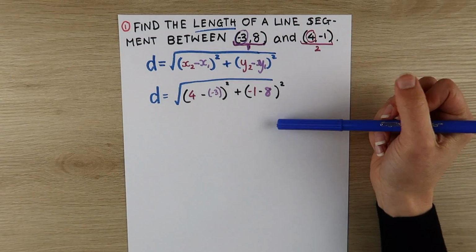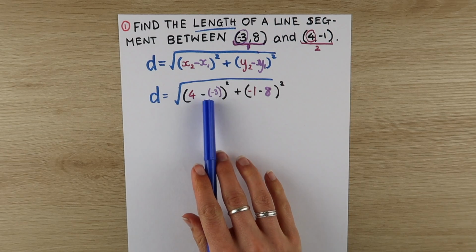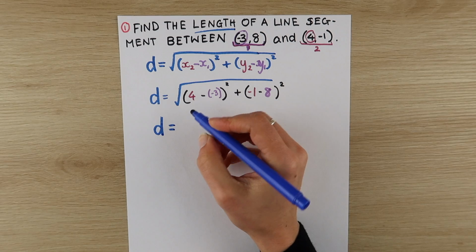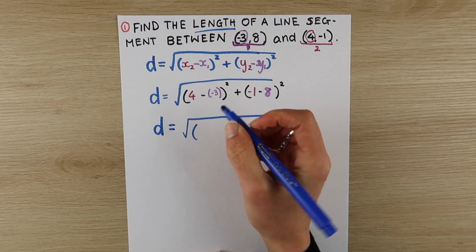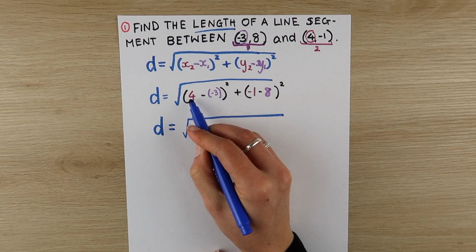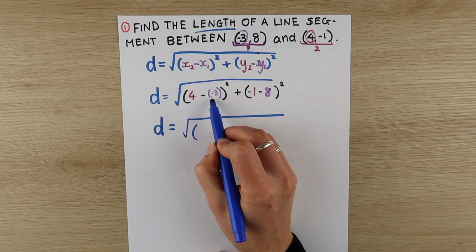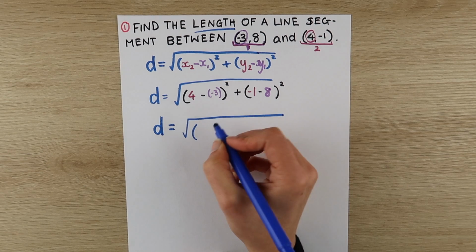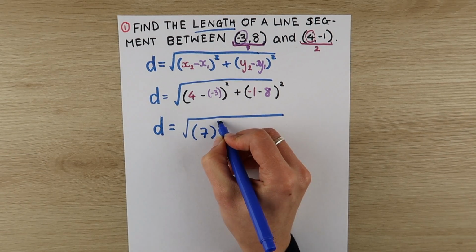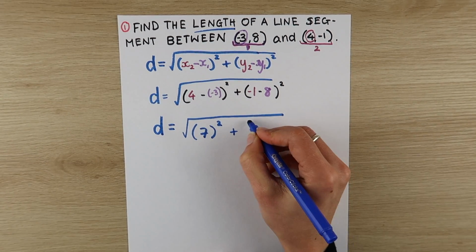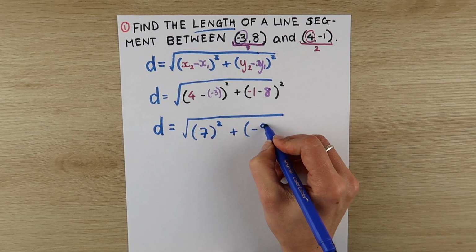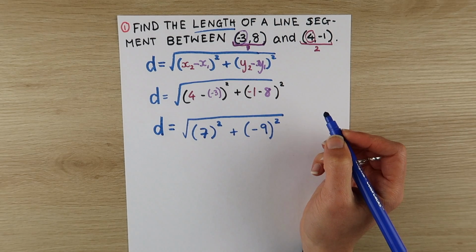All I'm going to do in the next step is solve what's in these brackets to show you how we can simplify this. 4 minus -3 becomes 4 plus 3 because two negatives right next to each other become positive. So I've got 4 plus 3, 7 squared, plus -1, -8, which is -9 squared.